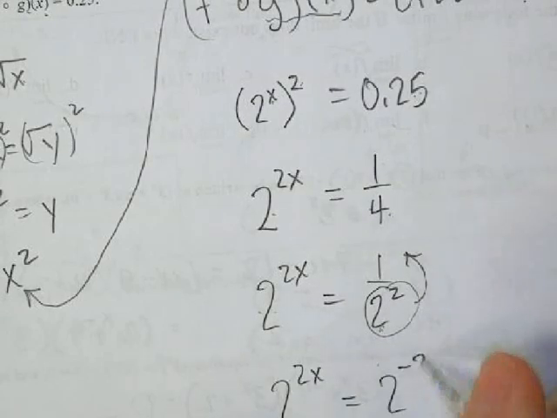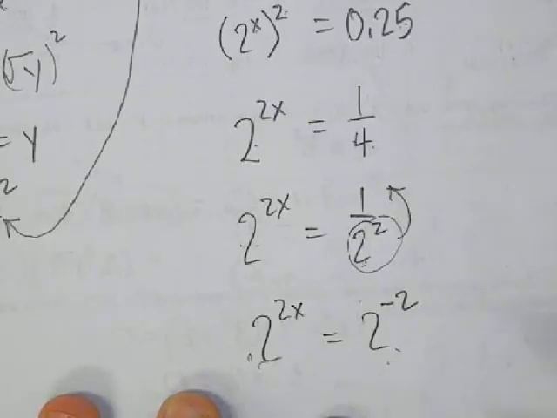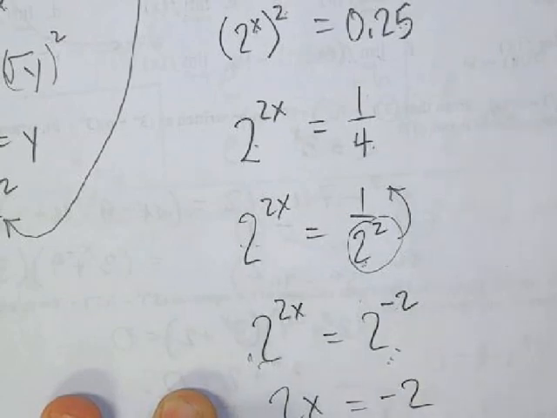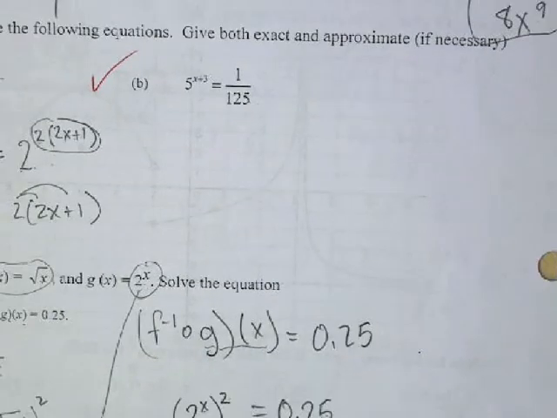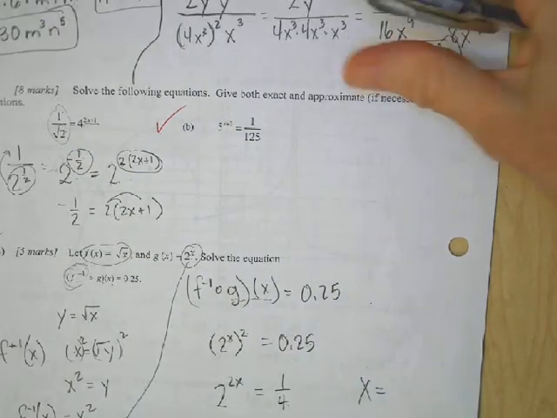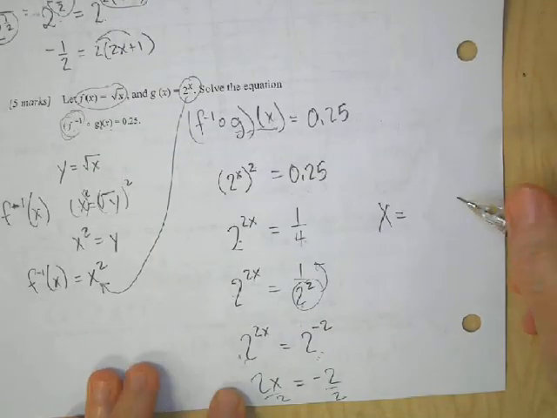Now look, my bases are the same. I can set my exponents equal to each other. So 2x equals negative 2. Divide both sides by 2. I get x is equal to, I'm still so zoomed in. Let's see the whole thing. I get x is equal to negative 1.